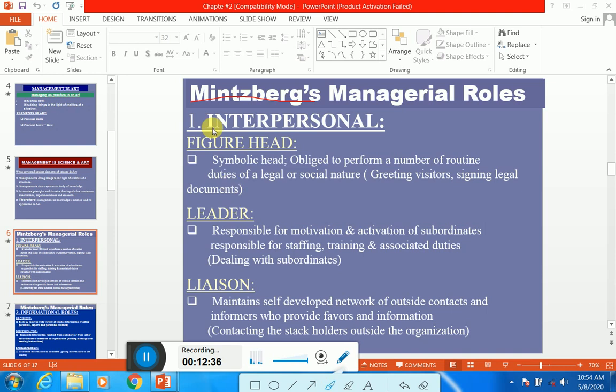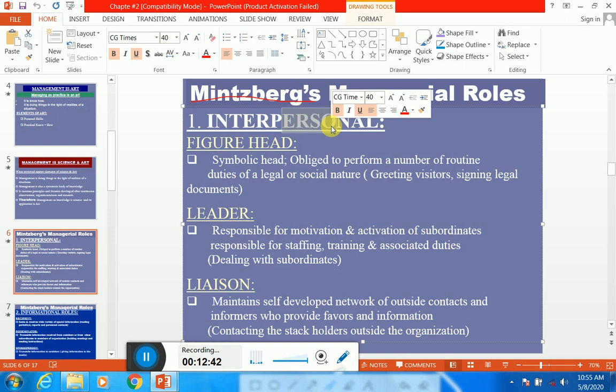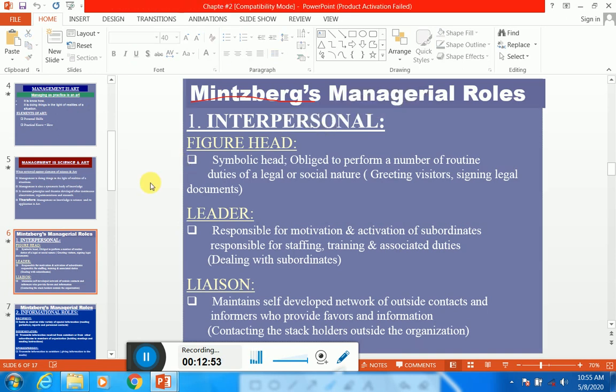If you notice the word interpersonal, one part is inter and one is person. Interpersonal means relationship among the people or between the people, a role which makes a connection between or among the people. That is simply known as interpersonal. Within it he introduces 3 roles of manager. Sometimes the manager will act as a figurehead, sometimes as a leader, and sometimes as a liaison.